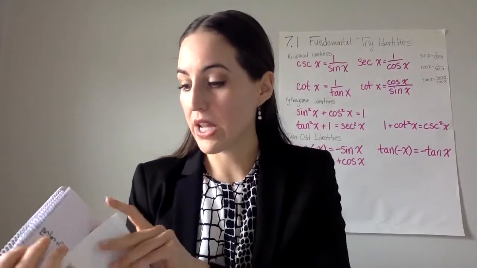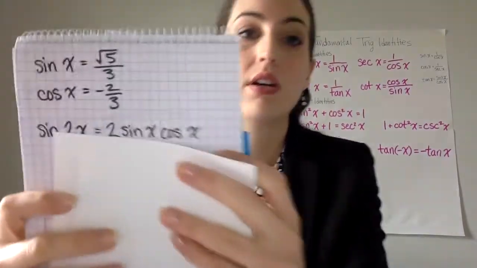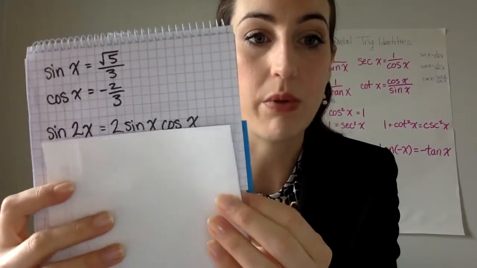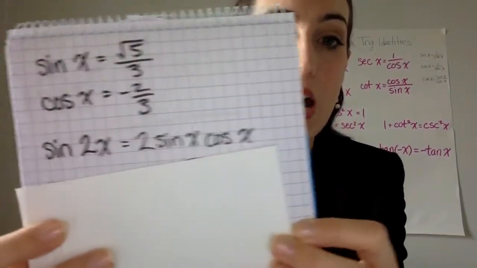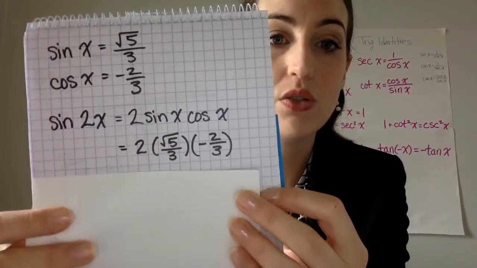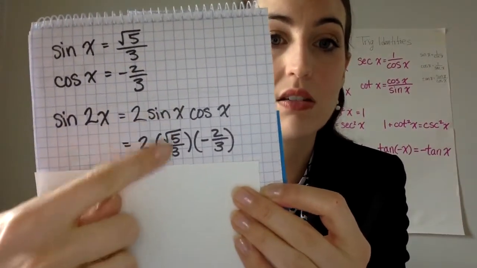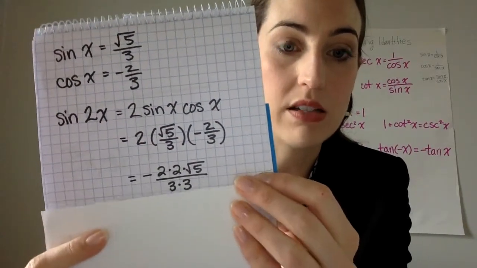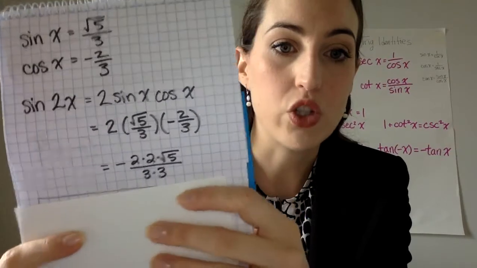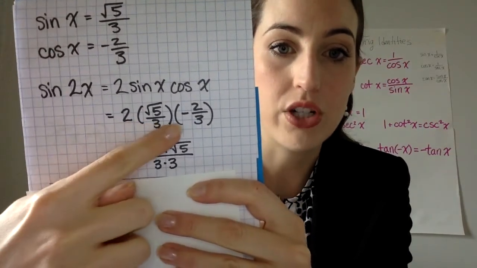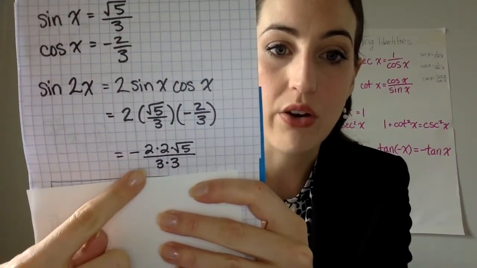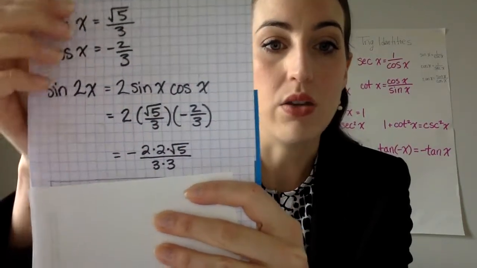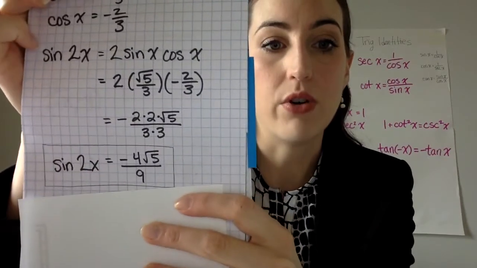So the information we have, we just found our sine. We were already given our cosine from the beginning, so now I can plug into that sine double angle formula. When we do that, we're replacing the sine x with what we just found sine x to be and what cosine x was given as. And then we're multiplying. That's a 2/1 times a fraction, multiply straight across the numerators and then straight across the denominators, and you get negative 4 times radical 5 over 9.